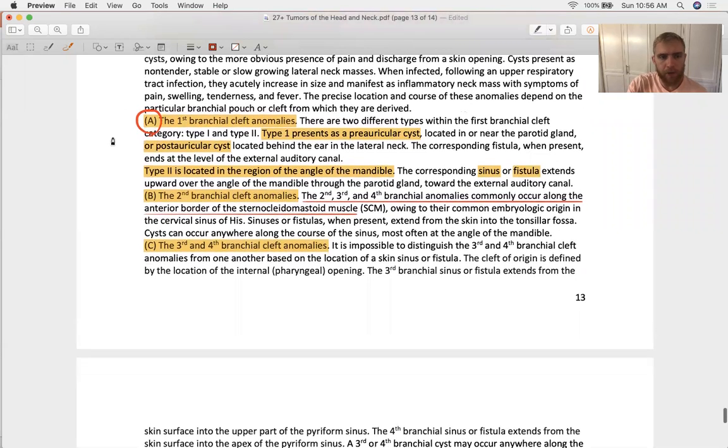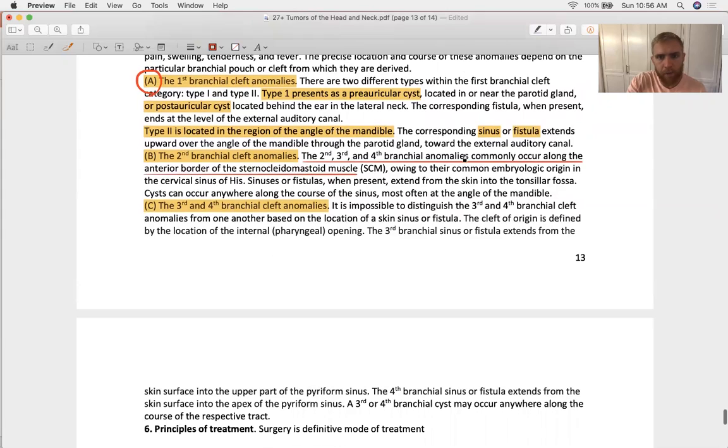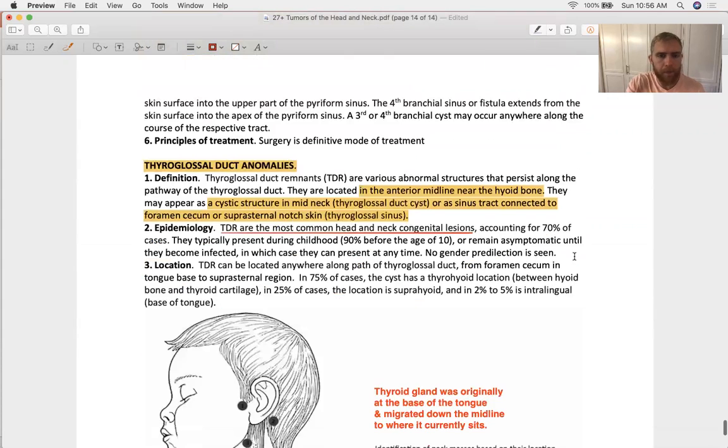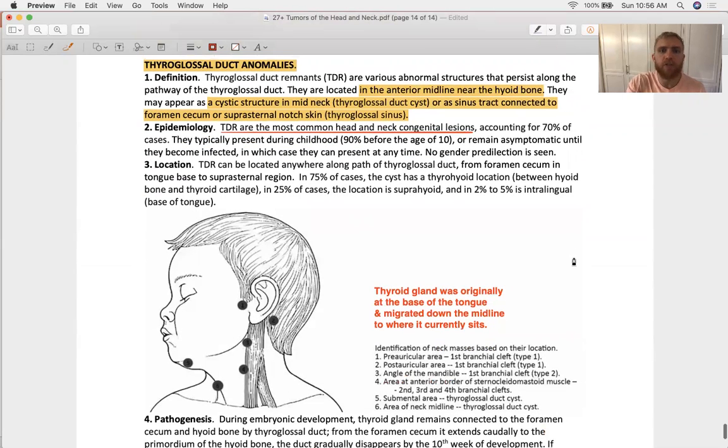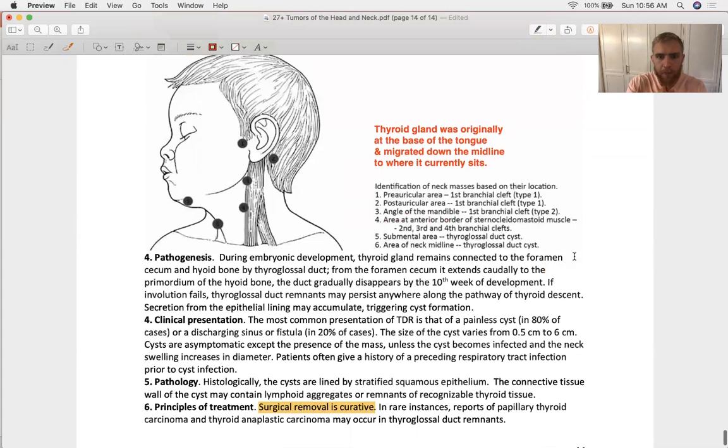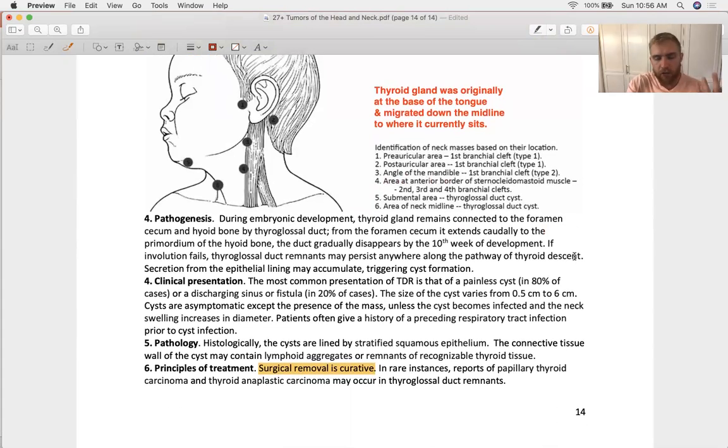Type 1 anomalies are going to be the real one that you have to differentiate because the first cleft anomalies have a type 1 and a type 2. Again, second, third, and fourth branchial arch anomalies present almost identically. Then we talk about the thyroglossal duct. And again, it starts right under your tongue, then it migrates down the midline. And whenever somebody has a thyroglossal duct anomaly and you recognize it, you're going to want to take it out unless it's tiny and just totally benign.